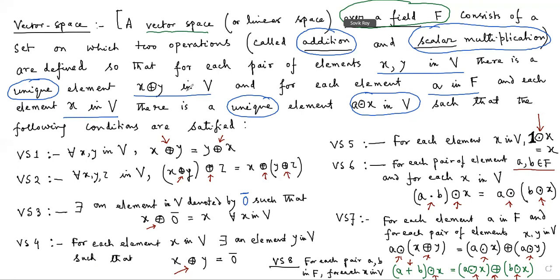I'm highlighting each of these notations. And the last property, I somehow have to manage to write it over here. VS8, the last property is for each pair, a dot x is equal to a x, b dot x.